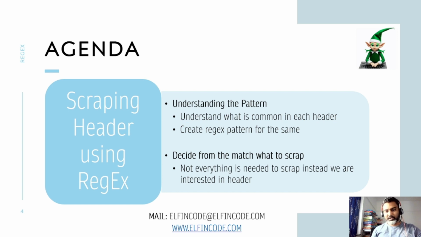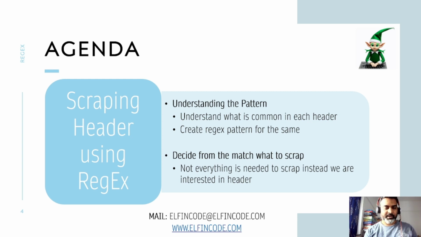You need to write some kind of expression which will help you scrape the entire pattern. After scraping the pattern, you need to decide what you need to keep in your scraped output, because you may not need all those things which are common to all the headers. So you remove that part and keep only the part which is required. These are the two basic steps which need to be performed in any kind of header scraping.